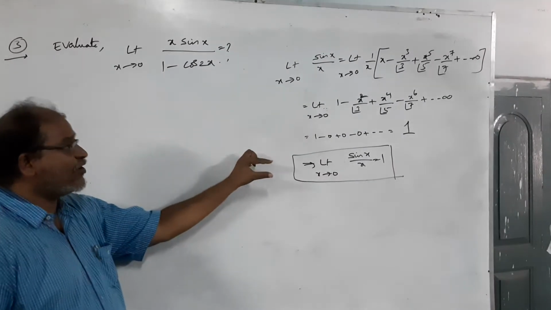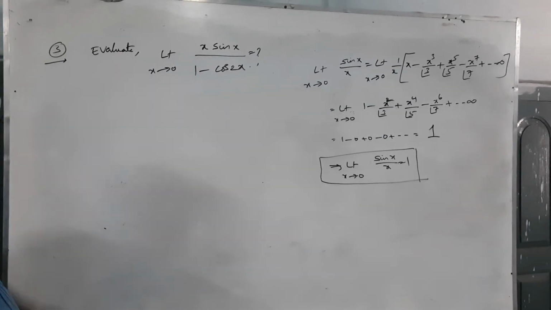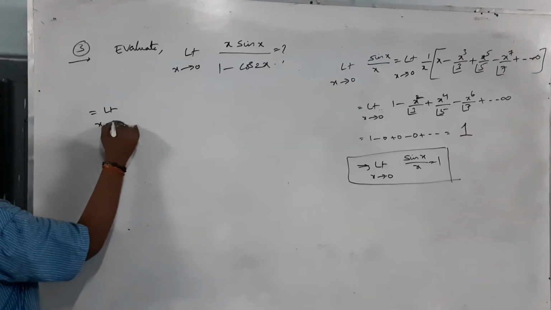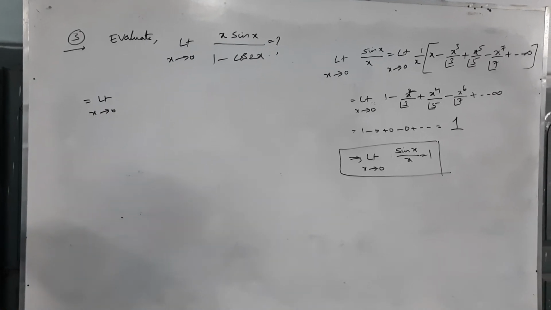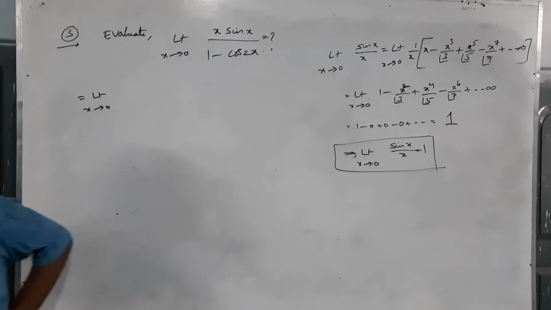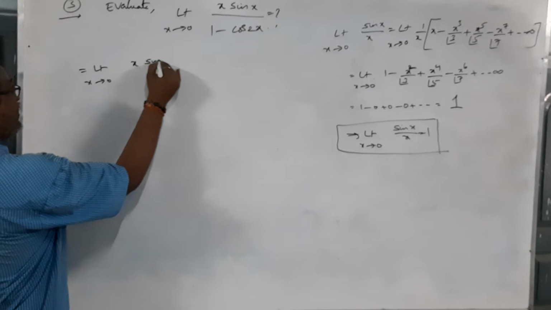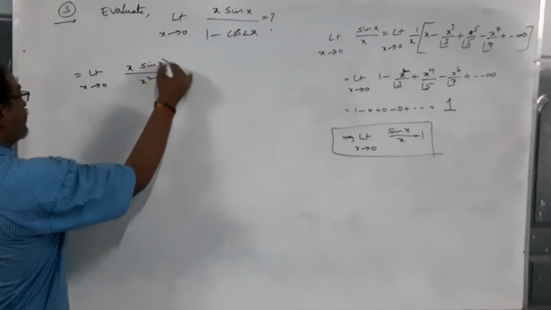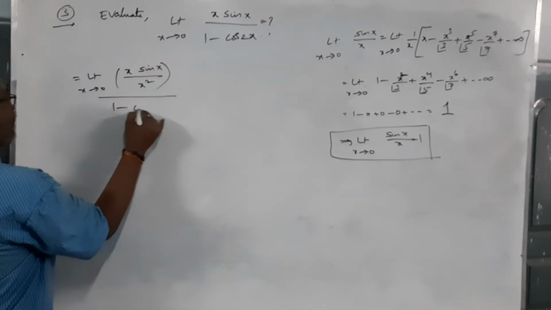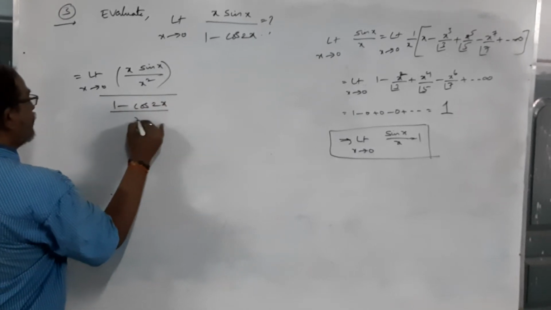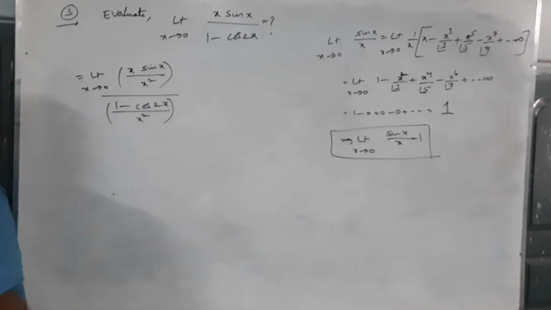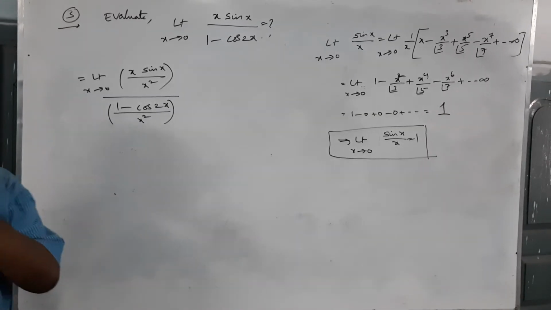Now we can apply the formula in this problem. Limit x tends to 0, the given problem is x sin x by 1 minus cos 2x. Now we divide the numerator and denominator by x square. The numerator x sin x by x square, divided by the denominator 1 minus cos 2x by x square.